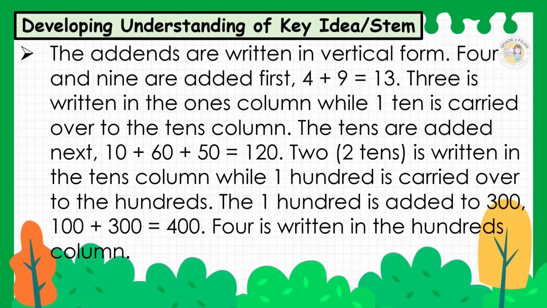The tens are added next. 10 plus 60 plus 50 is equal to 120. The 2 tens is written in the tens column, while 100 is carried over to the hundreds. The 100 is added to 300. 100 plus 300 is equal to 400. 4 is written in the hundreds column.